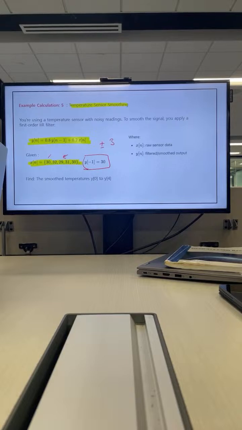Now, can you smooth this temperature from y of 0 to y of 4? That is, what is the value for y of 0, y of 1, y of 2, y of 4, like that. So what is the value for y of 0 to y of 4? This is the IIR filter, and the function is given there.